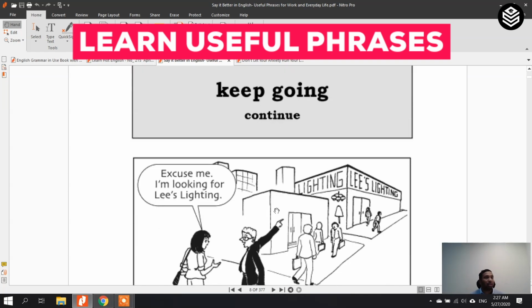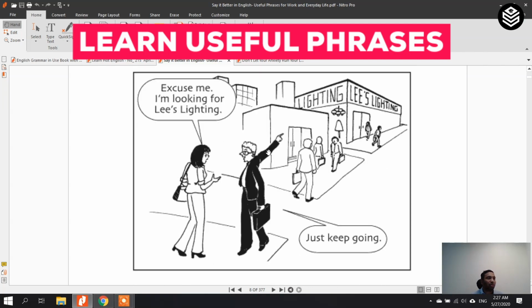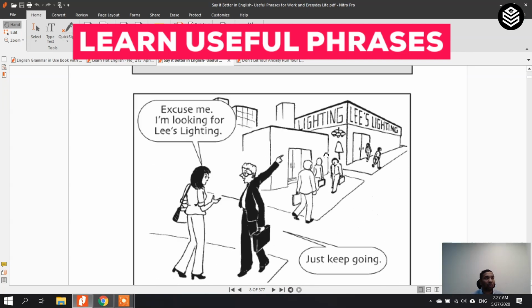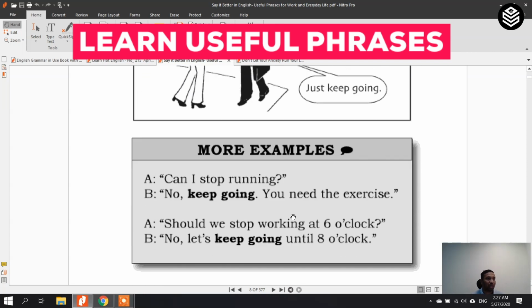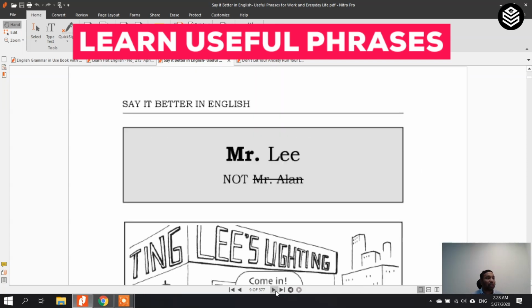So this is the way this book is organized. For example, keep going. In what situation do we use keep going? What is the underlying meaning of keep going? This phrase meaning, and more examples. So how we pronounce a name, how we call a person's name, by surname or first name, such an example.